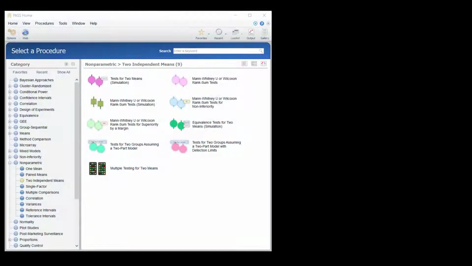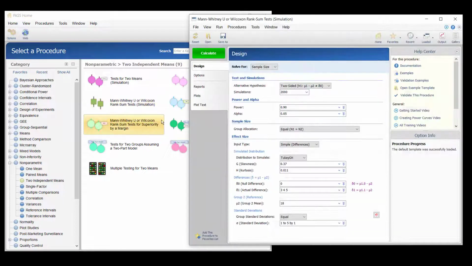A common nonparametric rank test for comparing the distributions of two groups has many names, including the Mann-Whitney U test, the Wilcoxon Rank-Sum test, the Mann-Whitney-Wilcoxon test, and the Wilcoxon-Mann-Whitney test. Often, this test is used as the nonparametric alternative to the traditional two-sample t-test.